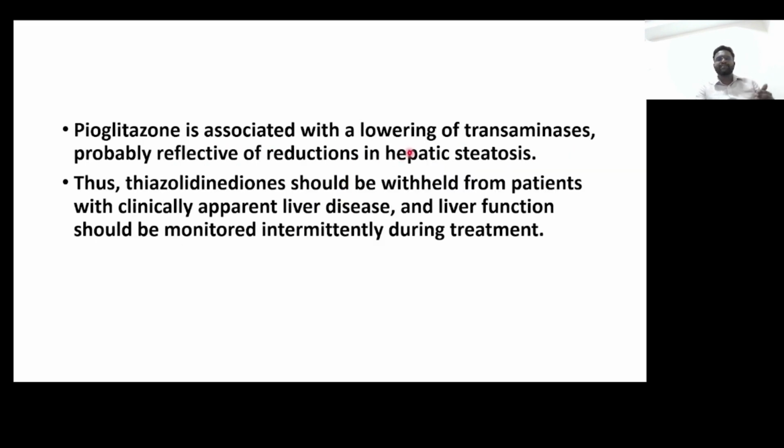Pioglitazone is associated with lowering of transaminases, which probably reflects a reduction in hepatic steatosis. As I told you, it is metabolized by the liver, so it also has some adverse effects on the liver. Thiazolidinediones should be withheld from patients with clinically apparent liver disease, and liver function should be monitored intermittently during the treatment.